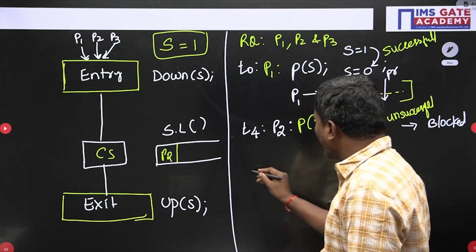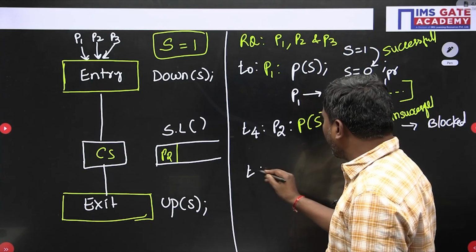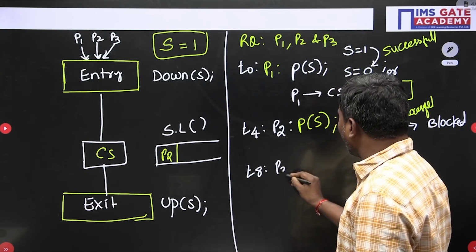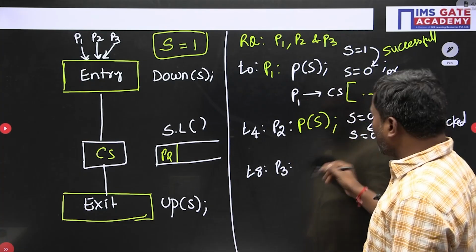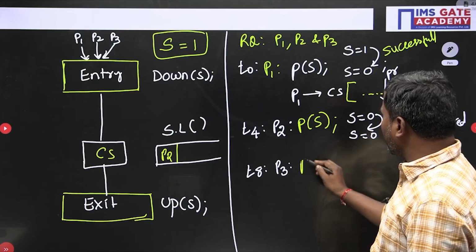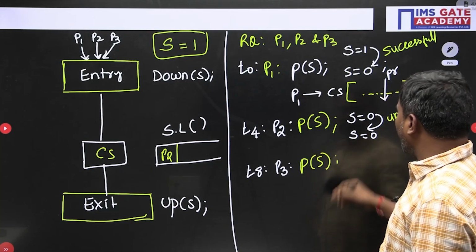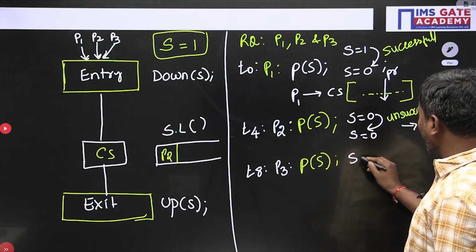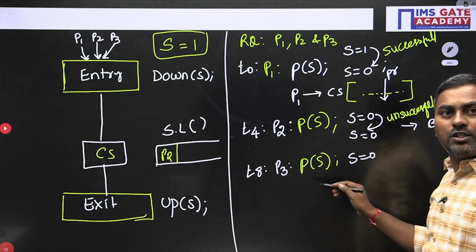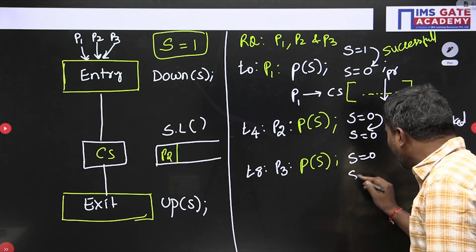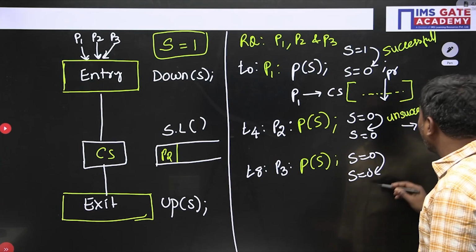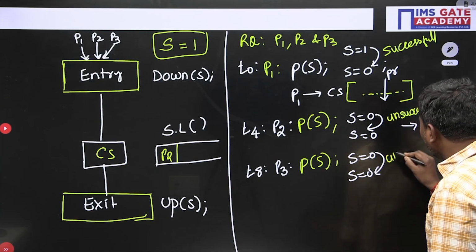Let's continue. So now at time T8, assume process P3 tries to enter the critical section. Suppose it directly tries to enter, it also performs P of S now. What is the S value currently? S value is 0. Now down on 0 means what? Down on 0 changes to 0 only. So S stays 0. So this operation we call an unsuccessful operation.